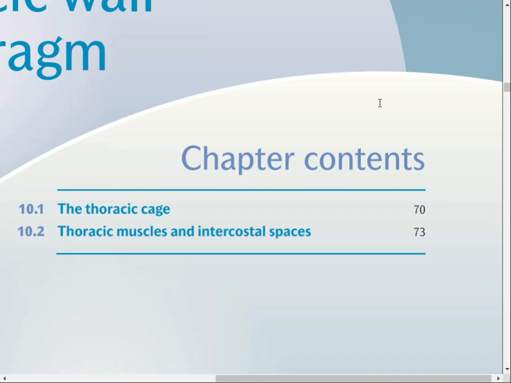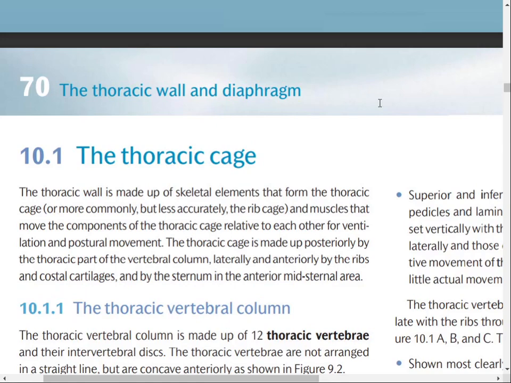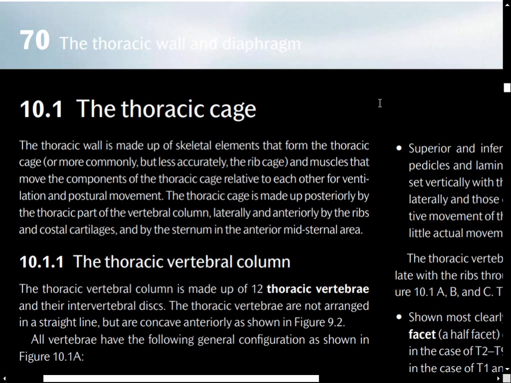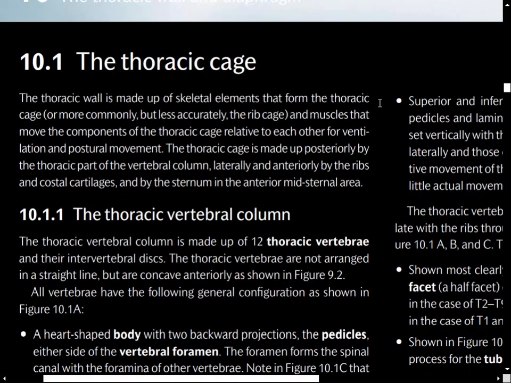The thoracic wall and the diaphragm, the thoracic cage, thoracic muscles, and intercostal spaces. The thoracic cage is made up of skeletal elements that form the thoracic cage, or more commonly but less accurately the rib cage, and muscles that move the components of the thoracic cage relative to each other.